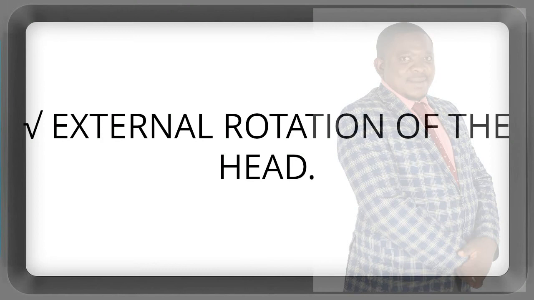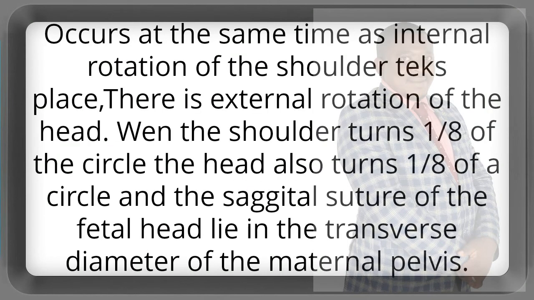External rotation of the head. This occurs at the same time as internal rotation of the shoulder. As the internal rotation of the shoulder is taking place, there is external rotation of the head. When the shoulder turns 1/8 of a cycle, the head also turns 1/8 of a cycle, and the sagittal suture of the fetal head lies in the transverse diameter of the maternal pelvis.